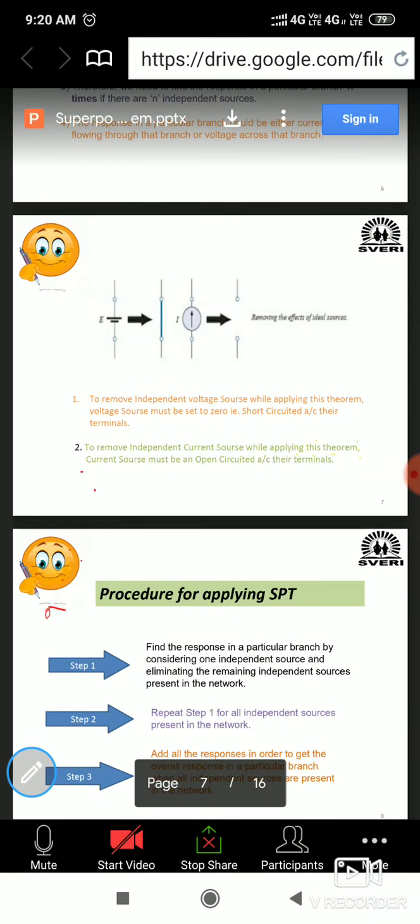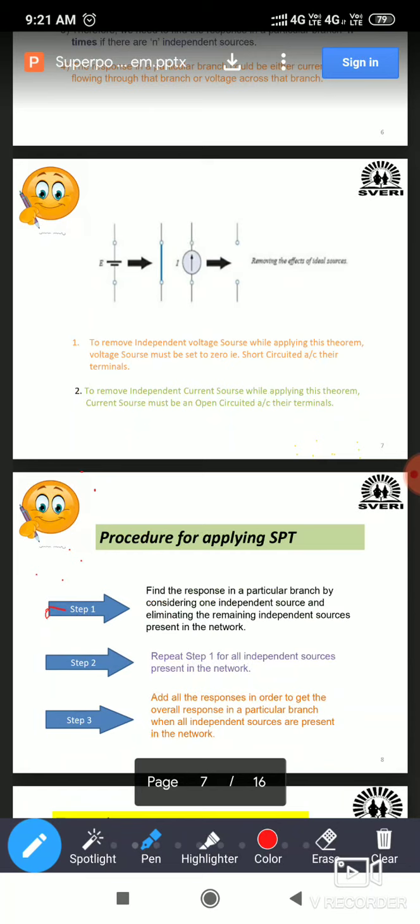So next point, with the help of the diagram I have shown here, if a voltage source is there, that is the battery I have shown, then while applying superposition theorem, if I want to remove that voltage source, it can be replaced by a short circuit across its terminals, as shown here. Next, if a current source is there, then that can be replaced by an open circuit. Do you understand? In this way we have to make the changes in the circuit diagram while applying the superposition theorem.